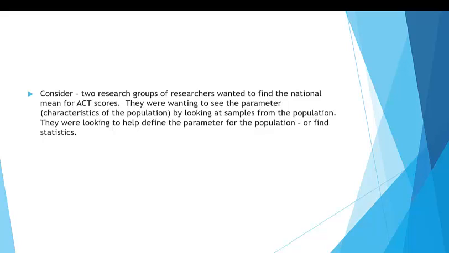Consider that we have two research groups, and they want to look at the average ACT score in the United States. And they're acting completely independent of each other. They have different samples. Our population would be everybody who took the ACT in a given year. We assume they're looking for a year. And so what they're trying to do then, to pick up some terms from our last module, is determine the parameters of the population by looking at the statistics of the sample.